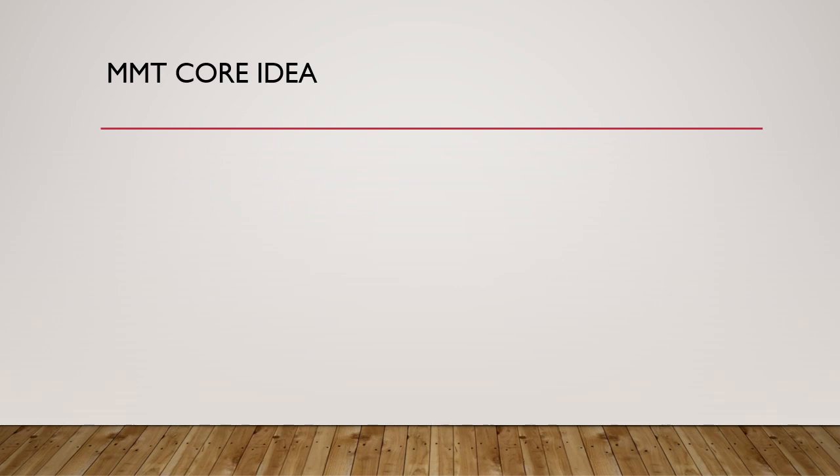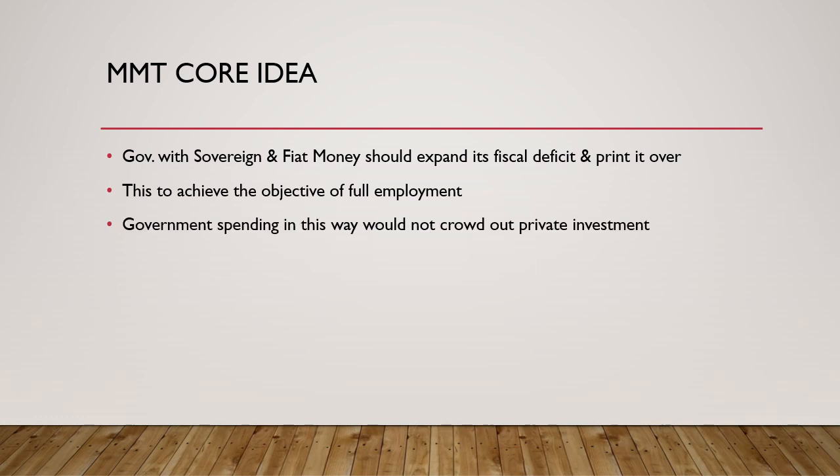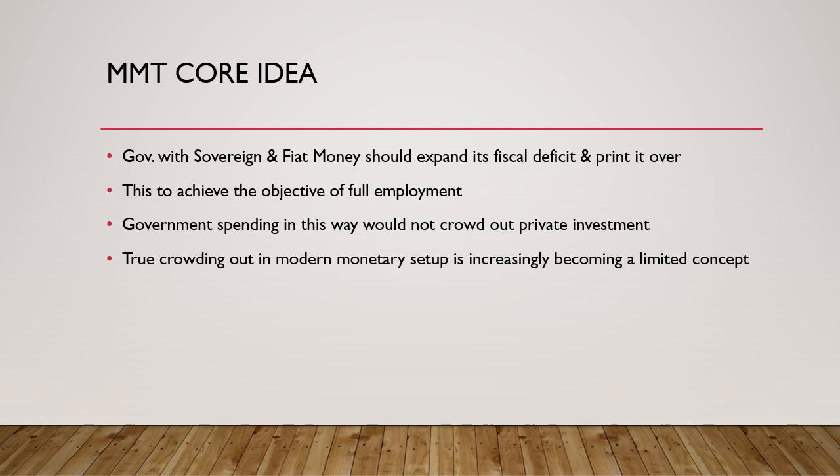Now the core idea behind modern monetary theory, or MMT, is that the government, in the current monetary setup with its sovereign and fiat money, should expand its fiscal deficit and print more. This is in order to achieve its objective of full employment. Government spending in this way would not crowd out private investment and impact future supply. In any case, according to MMT, true crowding out in the modern monetary setup is increasingly becoming a limited concept.